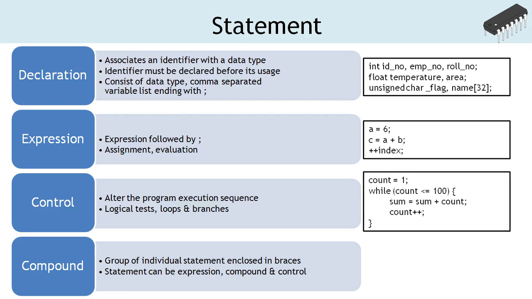Control statements are used to alter and control the flow of program execution depending upon some runtime condition. These contain logical tests, loops, and branches. In the given example, there is a while loop that gets executed 100 times and computes the arithmetic sum of numbers from 1 through 100.